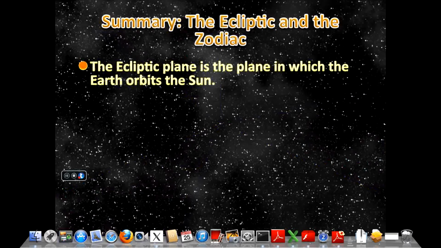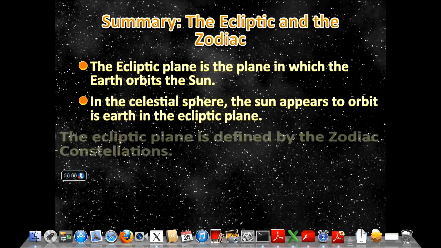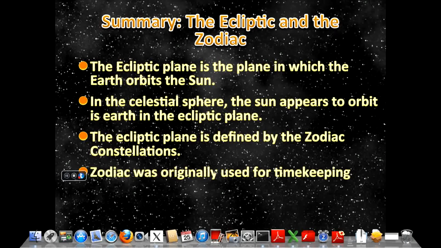So to summarize that idea of the ecliptic, it's just the plane of the Earth's orbit around the sun. In celestial sphere talk, it's the apparent orbit of the sun around the Earth. It's defined by the zodiac, so there are actually 88 constellations and only 12 or 13 where the sun can be at some point during the year, and you can ask me about that.